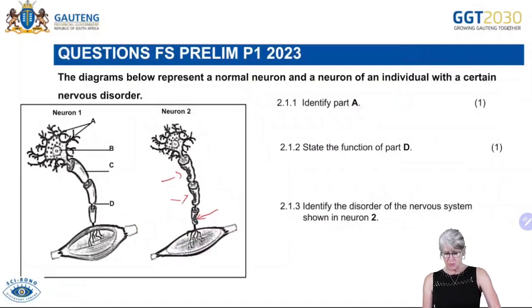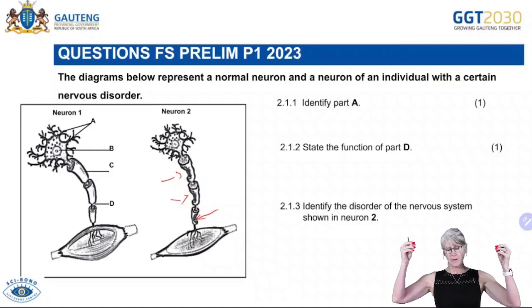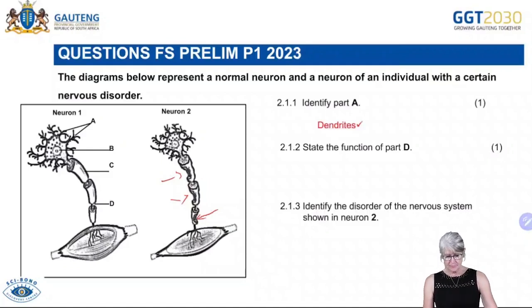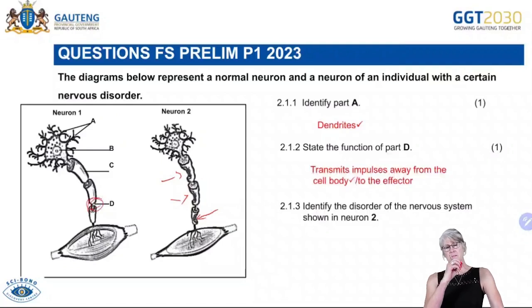All right, so let's have a look at the questions. They say the diagrams represent a normal neuron and a neuron of an individual with a certain nervous disorder. Okay, so first of all, they ask us some very basic questions on the diagram, and you can see they've labeled different parts. They say identify part A, and part A are those processes that go into the cell body. So they are known as the dendrites. Then they want to know, state the function of part D, and we see part D is here, which would be the axon. So that's going to carry impulses away from the cell body, usually to the effector.